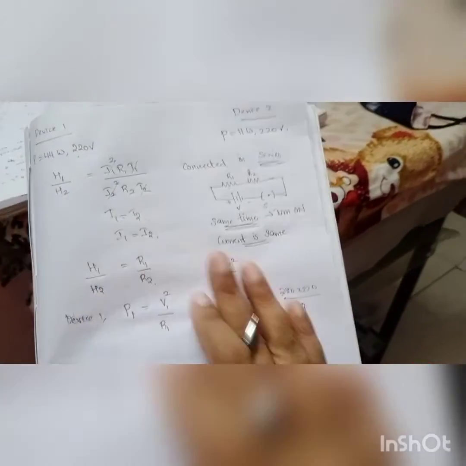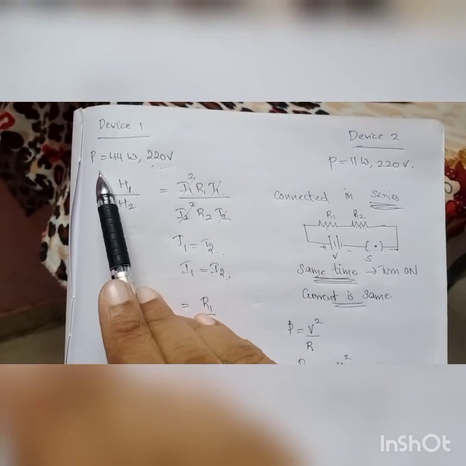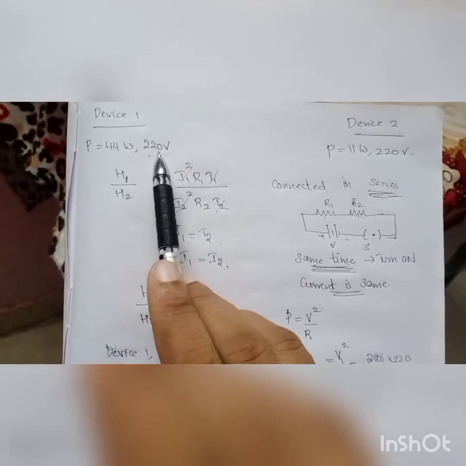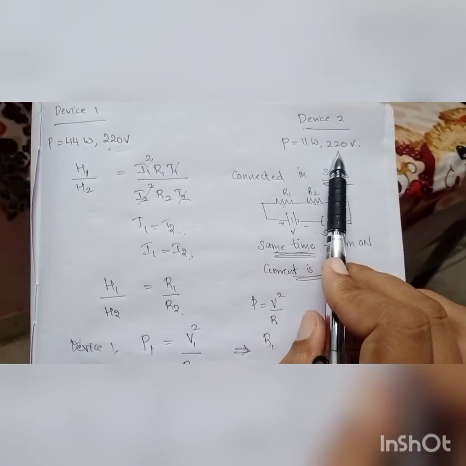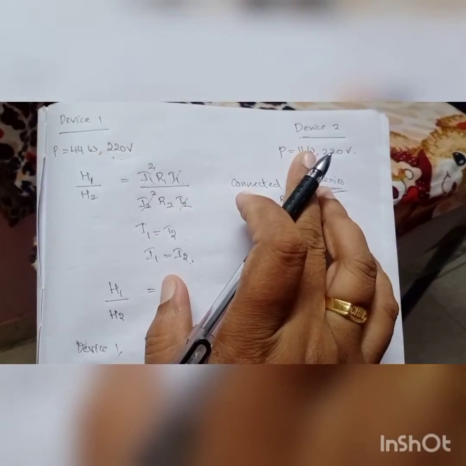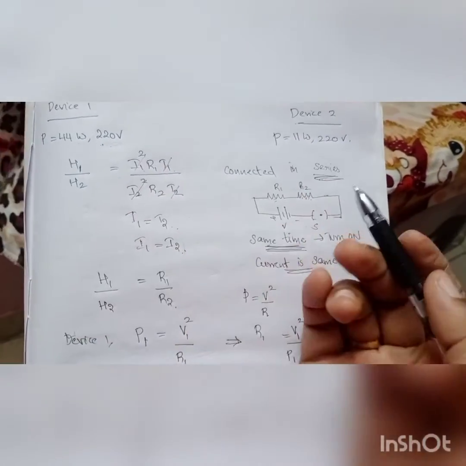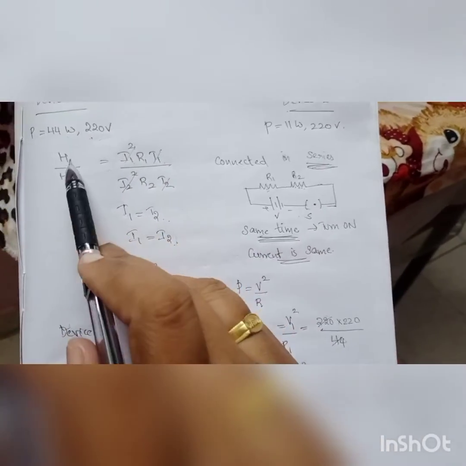So I hope this is clear. I'll explain once again. I have written the details of the first and the second devices. Device 1 has a power of 44 watt and 220 volt, and device 2 has a power of 11 watt and a voltage of 220 volt. We need to find out which of these two devices will get burned easily. This is the question. That means we need to find the ratio of heat. So let us find out the ratio.